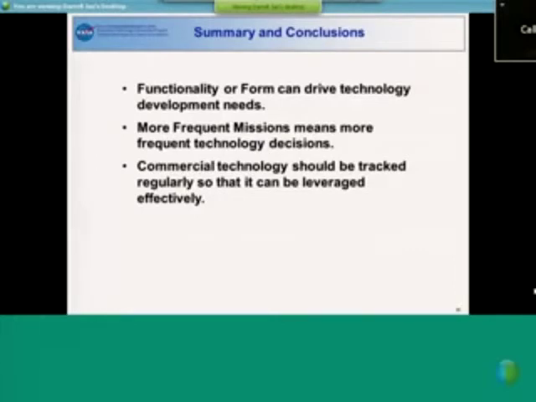Okay, so that's a summary and conclusion. If you have more frequent missions, which we sometimes have thought about doing, you'll have to make more frequent technology decisions. You have to choose your point. When do I freeze it? When do I develop it for flight? And biotechnology and the microelectronics industry are progressing rapidly. You want to make sure you keep abreast of those things so you can take advantage of what you can. Any questions?